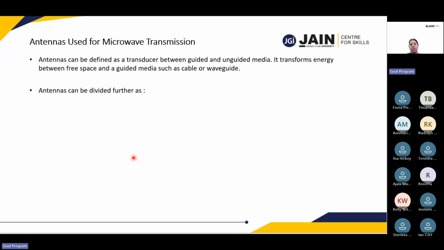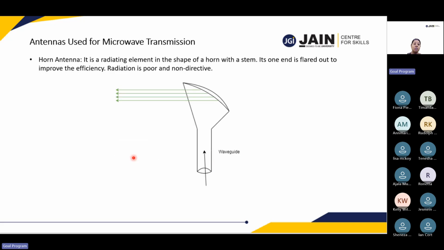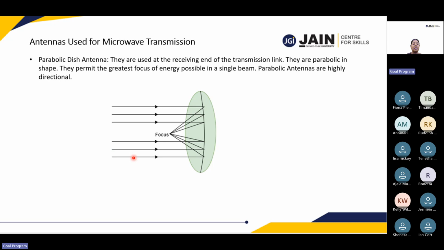What are the antennas we use for microwave transmission? Antennas can be defined as a transducer between the guided and the unguided media. It transforms the energy between free space and the guided media, for example cables or waveguide. Antennas can be divided into further types: one is the parabolic dish antenna, another one is the horn antenna. I have seen the parabolic dish antenna, and I think you all have also seen it.